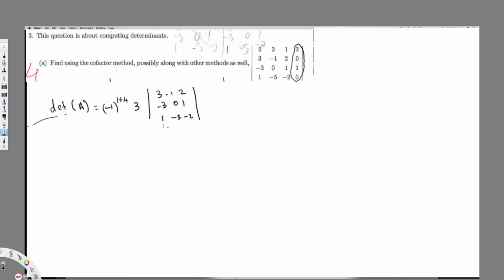So this is my new determinant, and then I have to put a plus, then minus 1, this 1 here. It's in the third row, fourth column, so it's going to be 3 plus 4, times 1. Then I remove all the vertical and horizontal components of this one. So it's going to be 2 3 1, 3 minus 1 2, then 1 minus 5 minus 2. So this is it. Then I have to calculate these determinants.